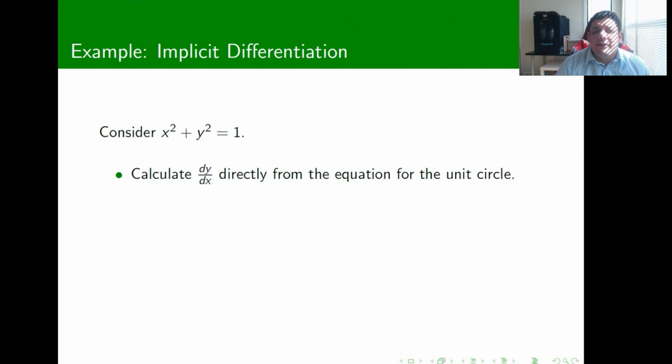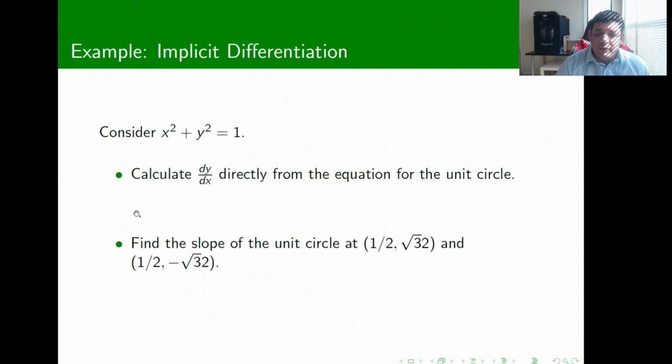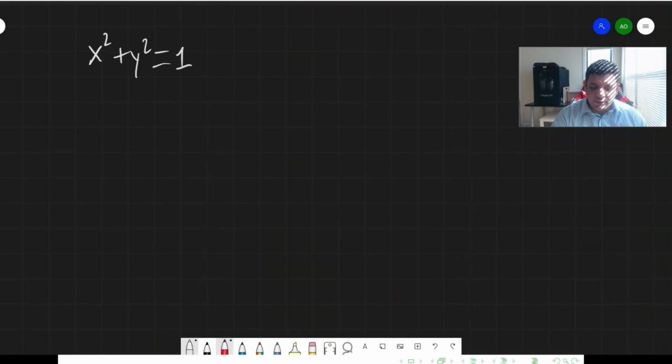Now to calculate the derivative implicitly, we're going to use the chain rule, since we can consider that y is a function of x, so y is a composed function of x. So if we want to calculate the derivative here in x squared plus y squared equals 1, we're going to calculate dy dx directly from the equation. And once we do that, we're going to find the slope of the unit circle at a certain point. So you can see that we can do the same things that we usually do.